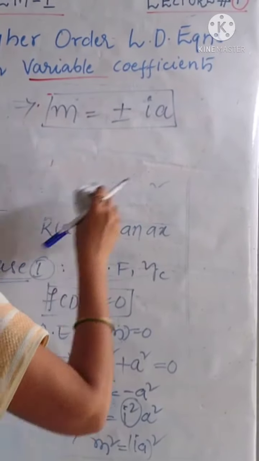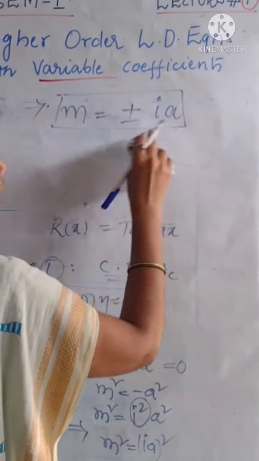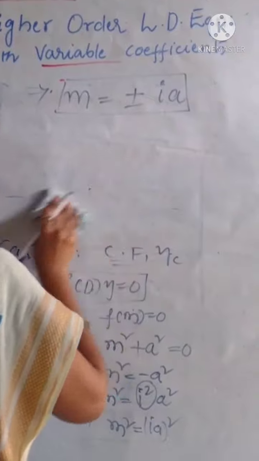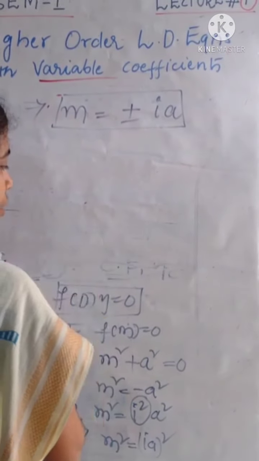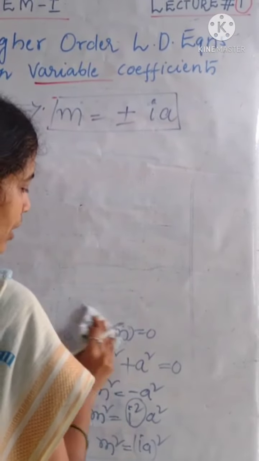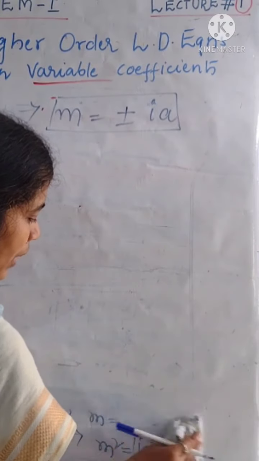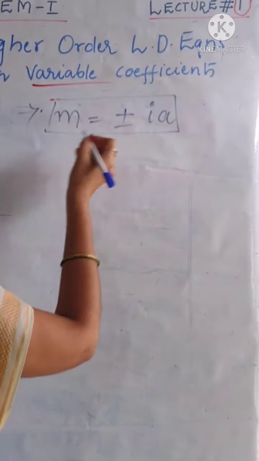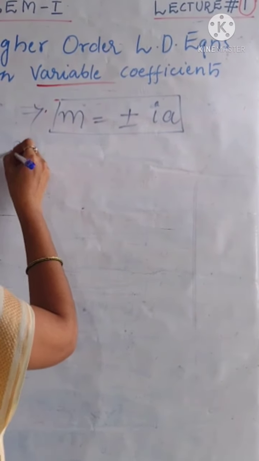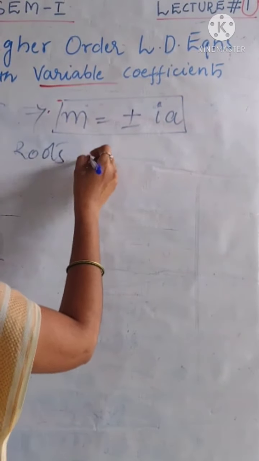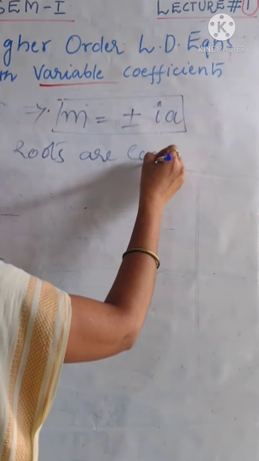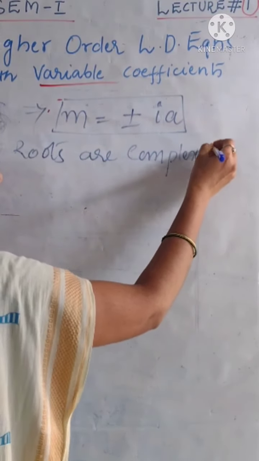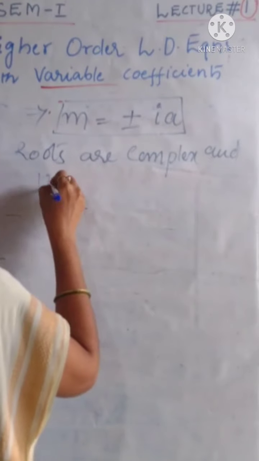Which kind of roots are these? The roots are followed by i, that is an imaginary number. That's why these roots are nothing but complex roots. And how are they? They are nothing but unequal. The roots are complex and unequal.